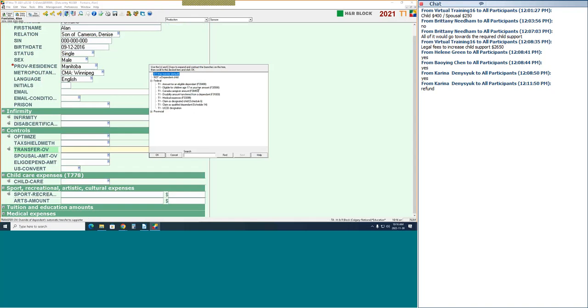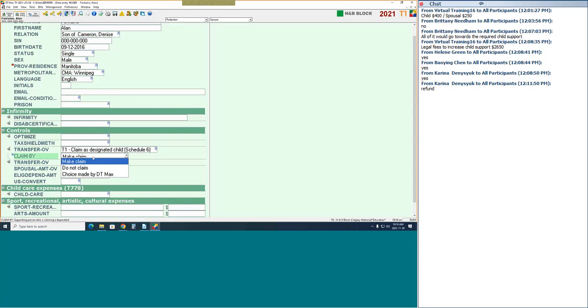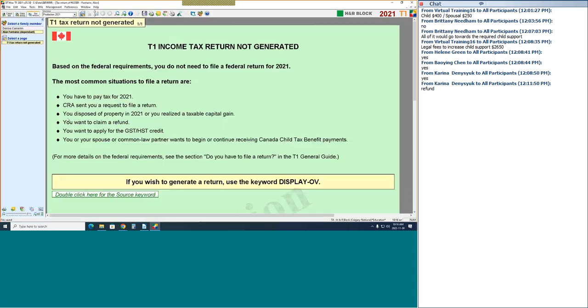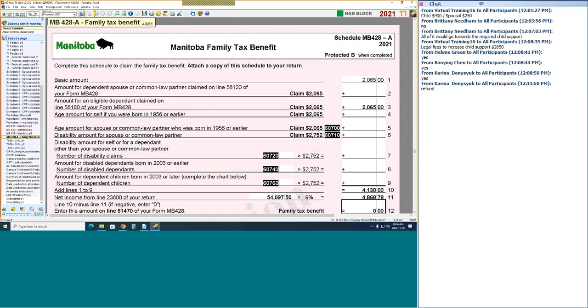I would leave the amount of dependent in, but then I would go down here and I would find claim as a designated child for Schedule 6. And I would say, just take him off Schedule 6, please. Do not claim him there. And then if I went to my tax return for her, if she was getting Canada Workers Benefit on a Schedule 6, it would say not a dependent child there, but she would still get the other claims. So you need to know your dependent claims, because the computer will assume that he's eligible for everything. And if that's not the reality of the situation, you need to know which of those lines you need to amend. Are there any questions for how to do that?